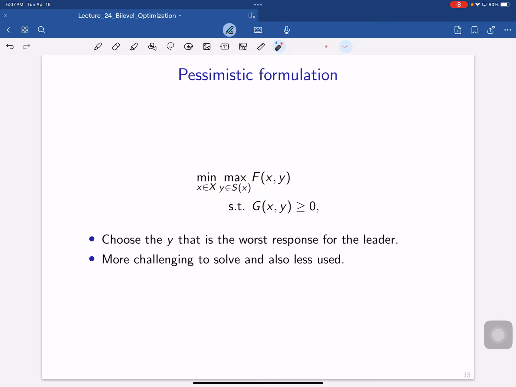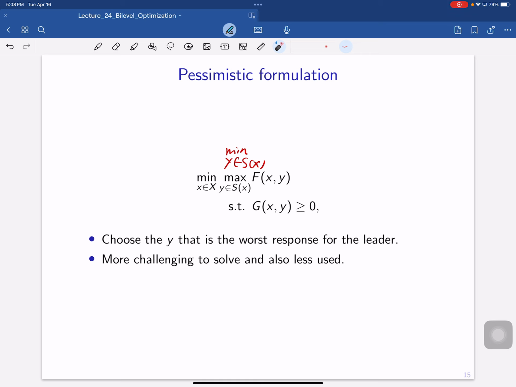The follower can choose any response from this rational reaction set S of x, right? But if you choose the one that minimizes this function f of x, then the leader and the follower are aligned. So if you pick y in S of x, this is essentially minimizing over x and then minimizing over y. But if you pick the one y that maximizes this function, that would be the worst for the leader.